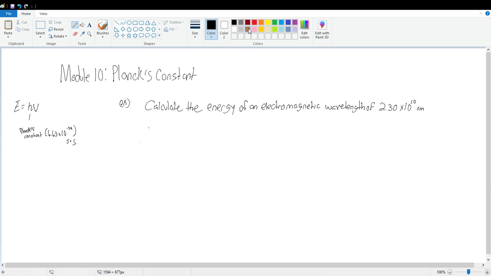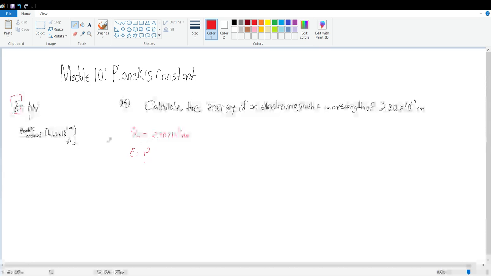I'm going to do an example problem to cover this concept. Calculate the energy of an electromagnetic wave with a wavelength of 2.3 times 10 to the 10th nanometers. They give us a wavelength, lambda, which is 2.30 times 10 to the 10th nanometers. Then they want us to calculate the energy.